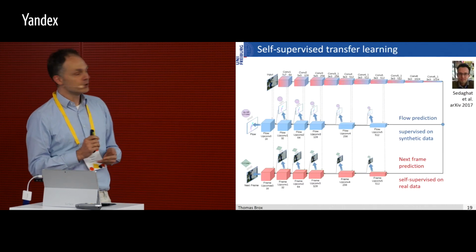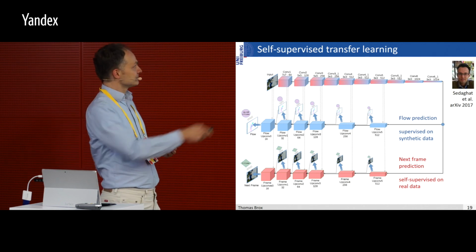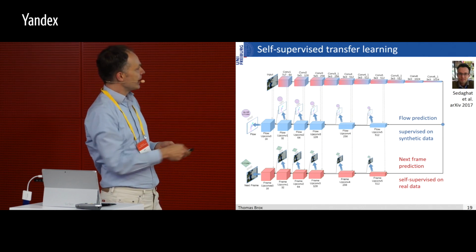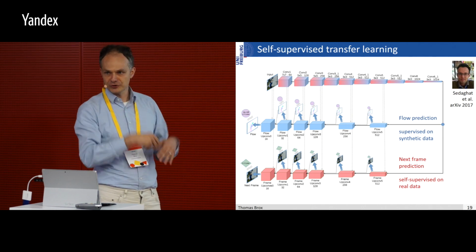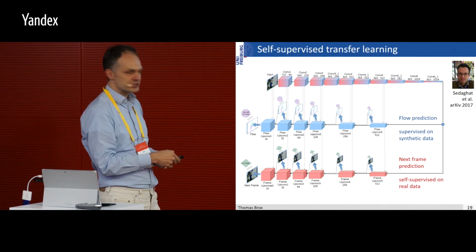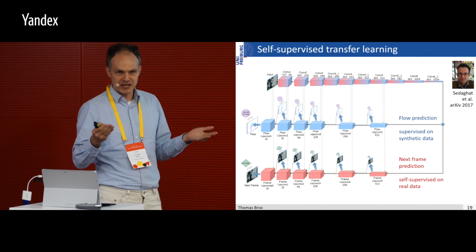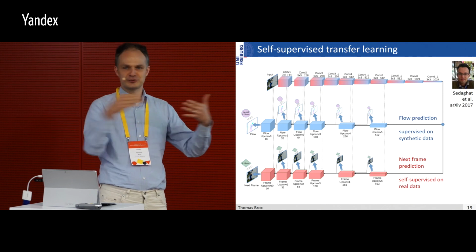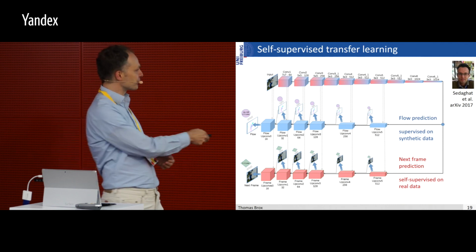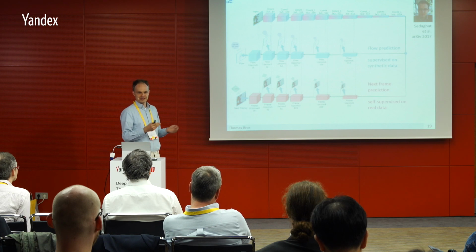The first one is to use self-supervised transfer learning. Basically, what you have here is the FlowNet again. This is the encoder and this is the decoder, and you have the usual supervised loss on the synthetic data. Then we have an additional task, which is next frame prediction. For that you can train in a self-supervised manner, because you just take a video and two successive frames, and then you automatically have your ground truth for this task. So this can be trained in a self-supervised way on the real data.